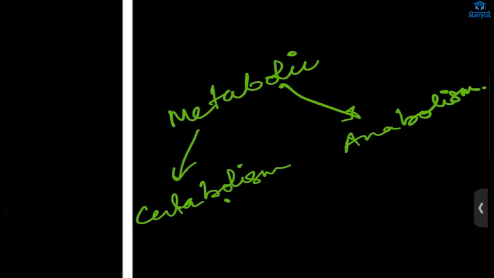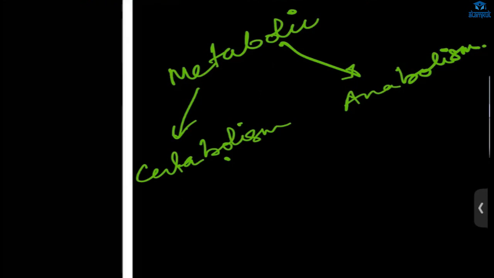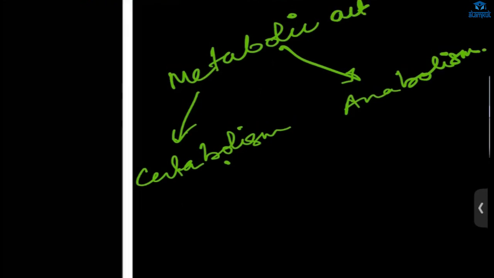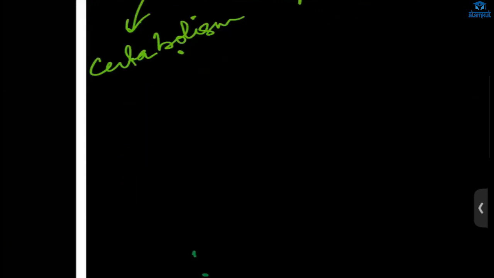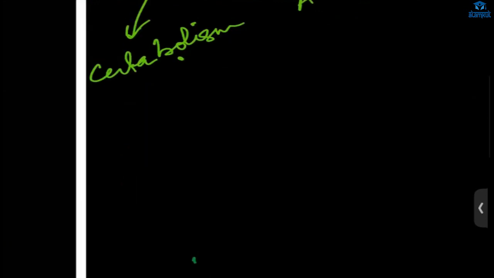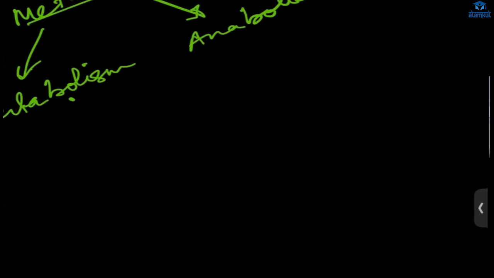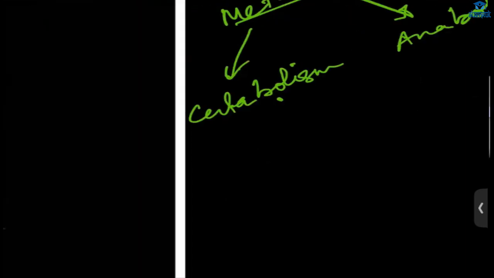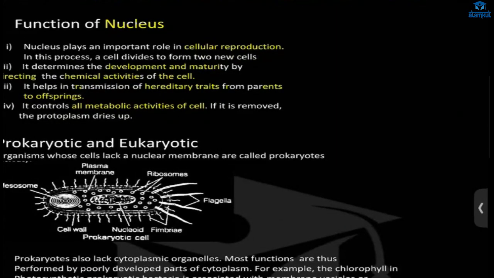What is catabolism? When we talk about metabolism, there are two types. In catabolism, a bigger molecule breaks down and forms simple molecules. And in anabolism, simple molecules join together to form a bigger, complex molecule. So the nucleus controls all these activities.